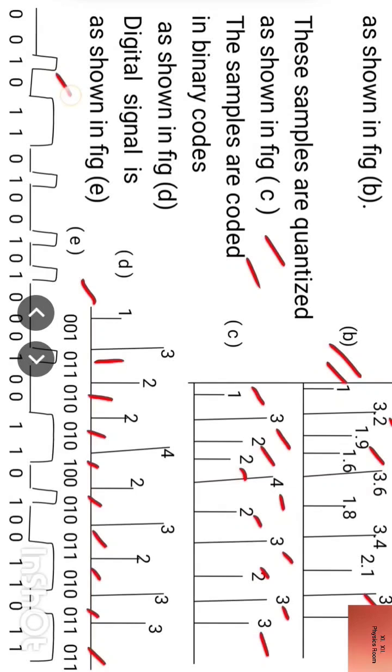Now this is 001, this is 011, and so on, and lastly we have 011, again we have 011. So this way all the quantized samples are converted into a waveform. Match these quantized samples with the digital waveform. So this is how an analog signal is converted into a digital signal.